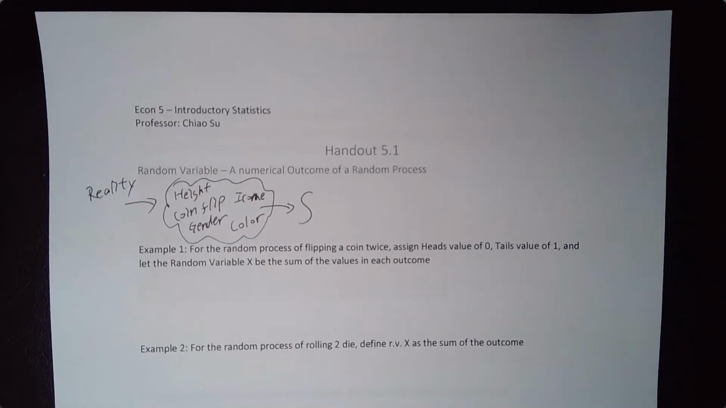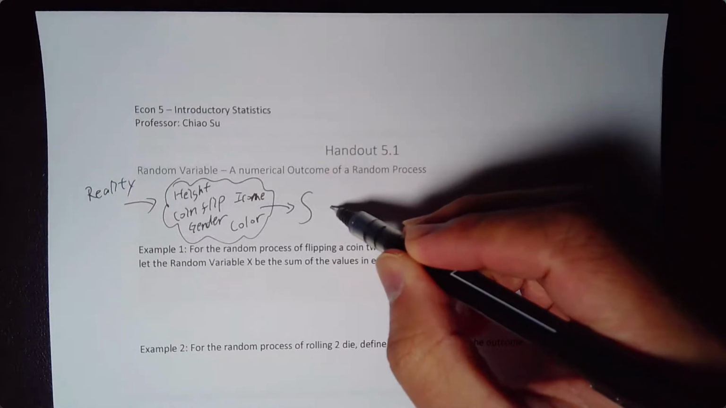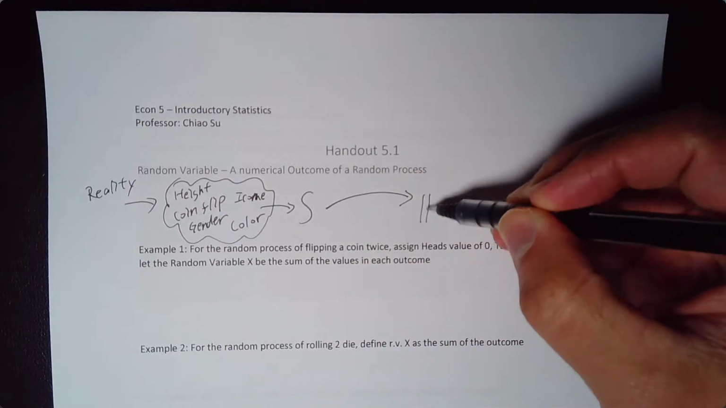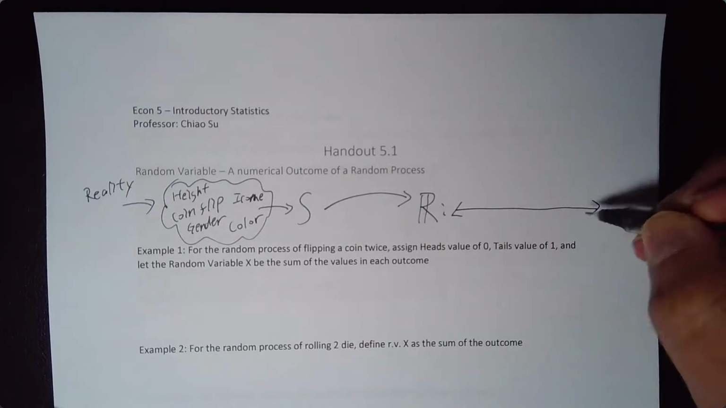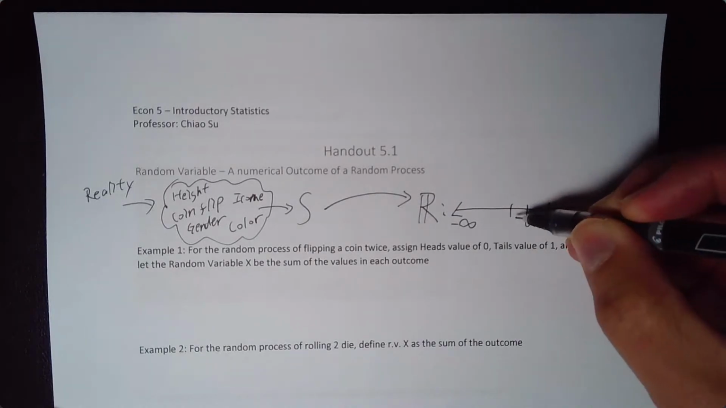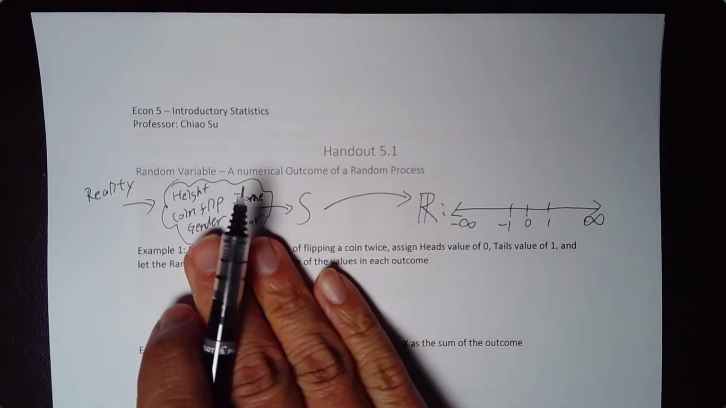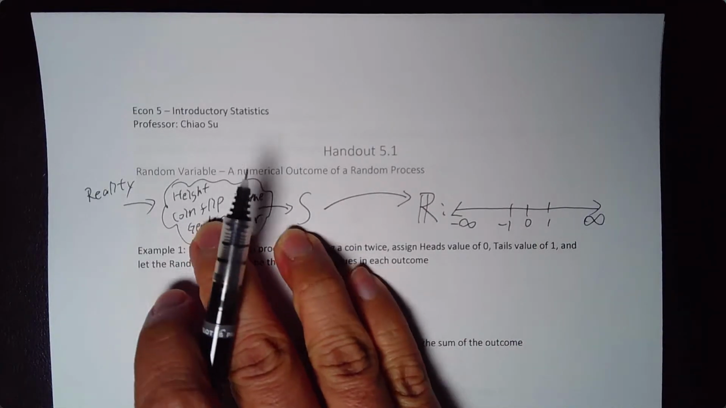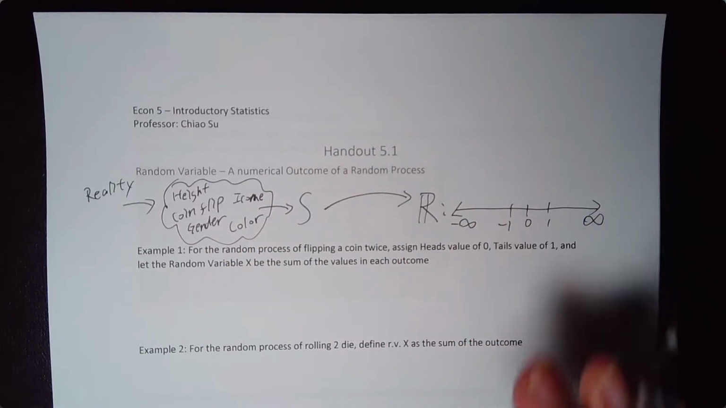But sample spaces are physical objects, and they're hard to work with. So what a random variable does is it takes the elements in the sample space and moves them onto a number line. There's the real number line, which goes from negative infinity to infinity. You have 0 here, 1 here, -1, and so on. So I have coin flips, heads and tails, and now I can turn them into numbers, and then I can work with them.